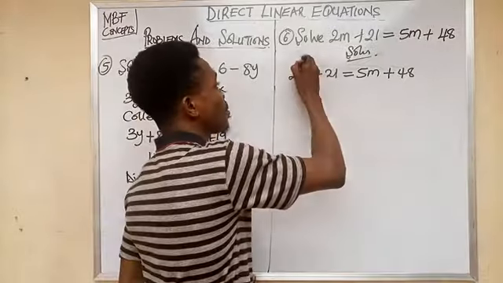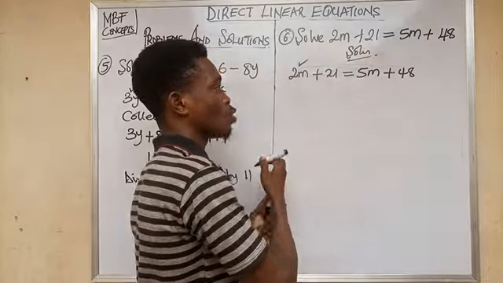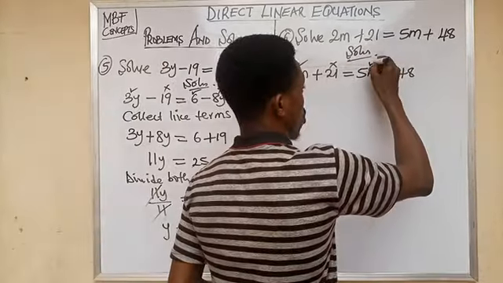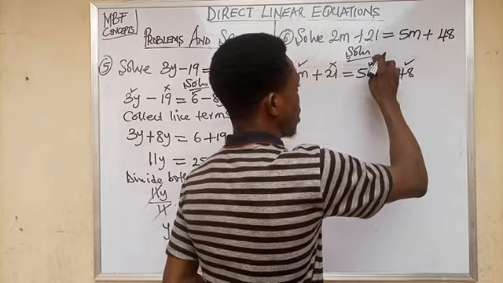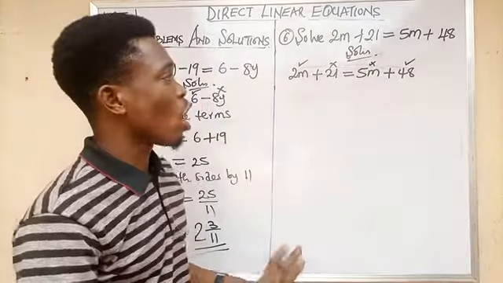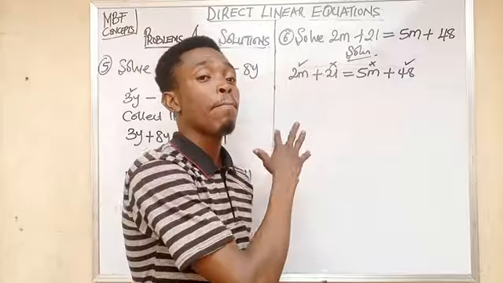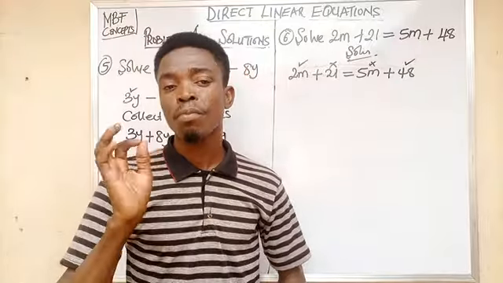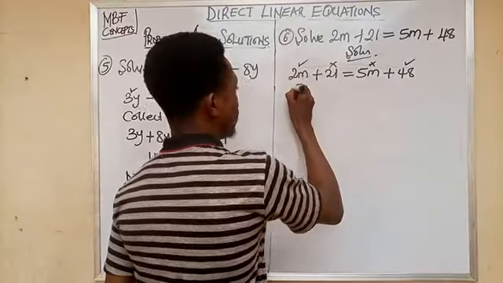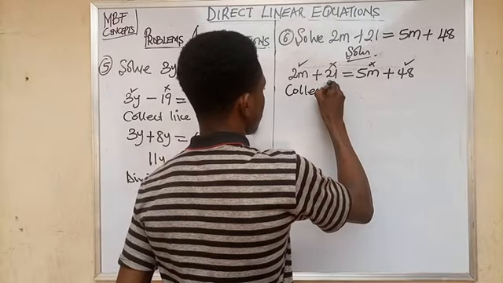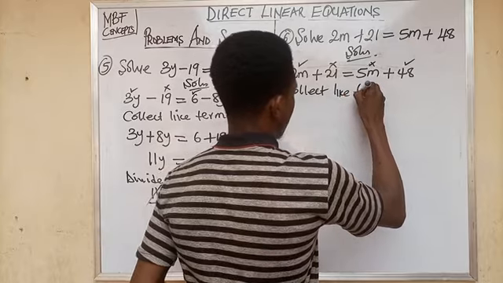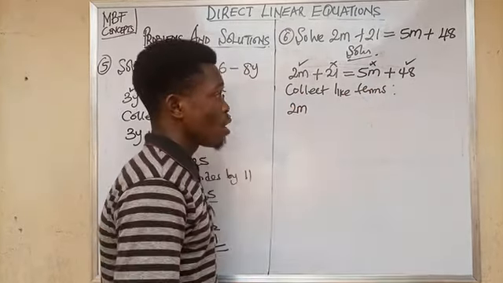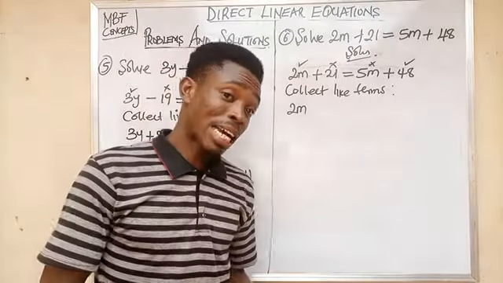So 2m is rightly positioned because variables are meant to occupy the left hand side, but this is wrongly positioned, right? Also, this is rightly positioned. So we have 2 wrongly positioned and 2 rightly positioned terms. Therefore, this calls for the collection of like terms. Therefore, we simply have collect like terms.